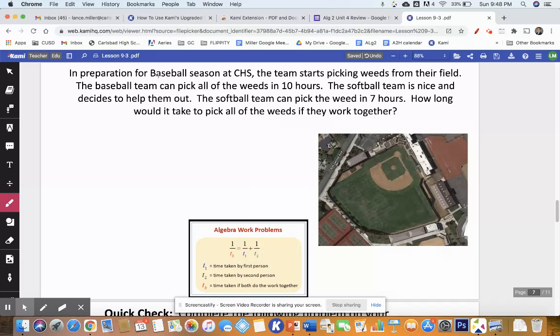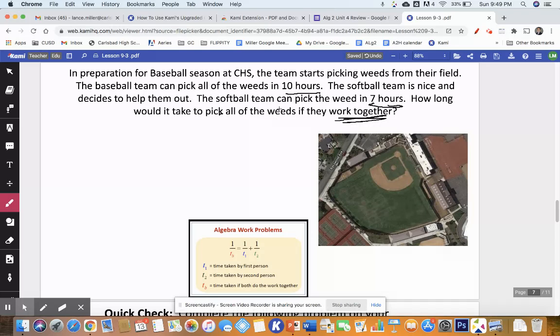So in preparation for baseball season at Carlsbad High School, a team starts picking weeds from their field. It's been a while since they've been out there picking weeds. The baseball team can pick all of the weeds in 10 hours, and the softball team's nice, and they decide to help out. So they can pick all the weeds in 7 hours. How long would it take to pick all of the weeds if they worked together?